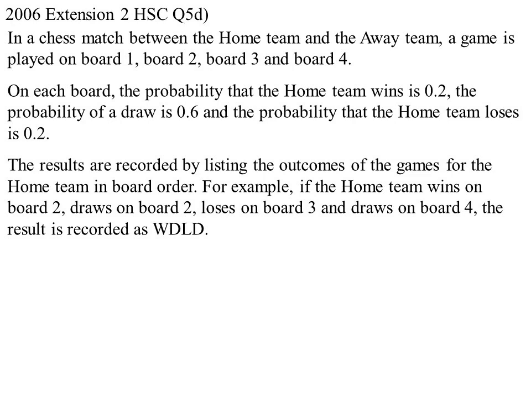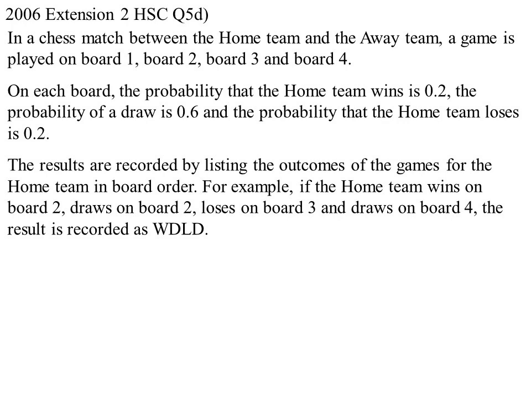All right, this one's even better. We have a chess match. The home team and the away team. The game is played on 4 boards. On each board, the probability of the home team winning is 0.2, probability of a draw is 0.6, and the probability of the home team losing is 0.2. They record the outcomes by listing the games in home team order.